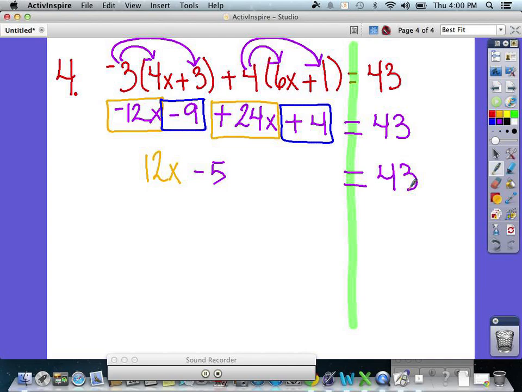Now, I still need to get my x by itself. So the first number that I'm going to move will be my 5. So plus 5 on both sides of the equal sign.